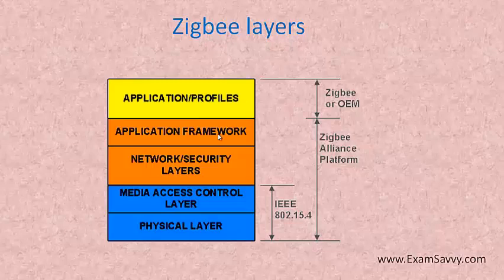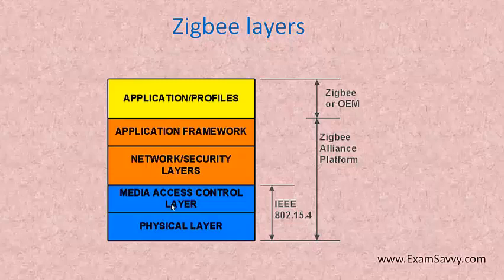And next is the application framework. Whatever ZigBee application there is, that is given to the framework layer. It is an execution environment for the application, whatever information you have sent or received. The application profile is run by application objects. And the next layer is the network or security layer. This layer ensures the proper operation of the underlying MAC layer, the media access control layer, and provides an interface to the application layer. So it acts as an interface between the MAC layer and the application layer.